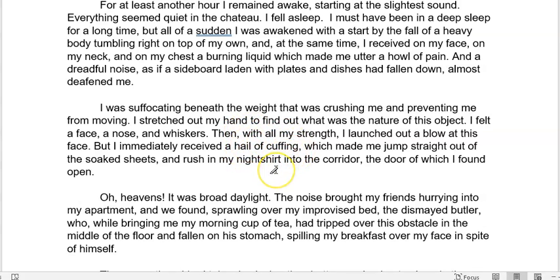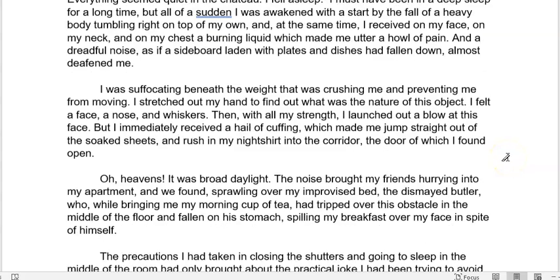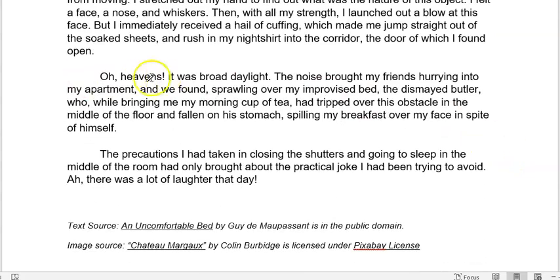He hears his friends in the hallway, and he jumps up, a little bit confused and disoriented. "Oh, heavens. It was broad daylight." So it's morning. It's light out. "The noise brought my friend hurrying into my apartment, into his big bedroom."